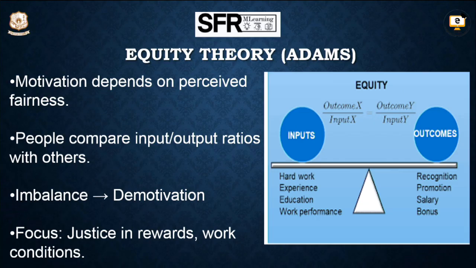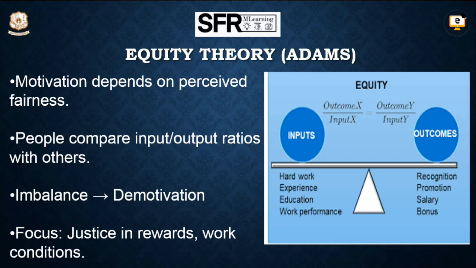So if you want to achieve perceived fairness, people compare your input-output ratios: what you have put in, what performance you have given, and what ratio you have achieved. That is what is compared. If you have been demotivated, automatically it shows some sort of imbalance is there. And then focus, so you have to completely focus on that. Once you have performed well, automatically the rewards will be just. Once you have worked hard, automatically you will get a good reward. That is equity theory: what you put in is what you receive.